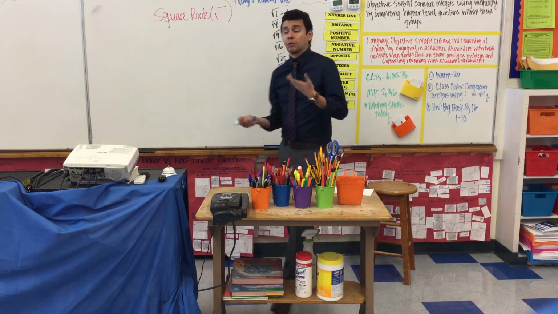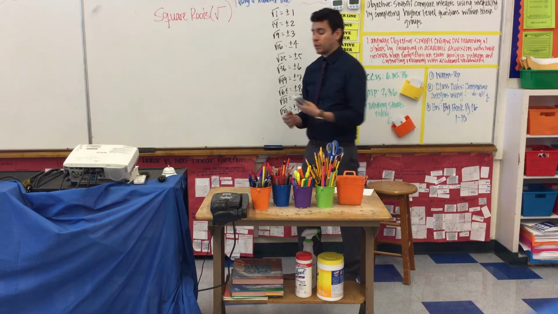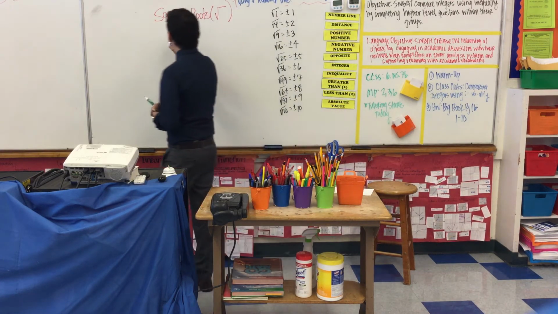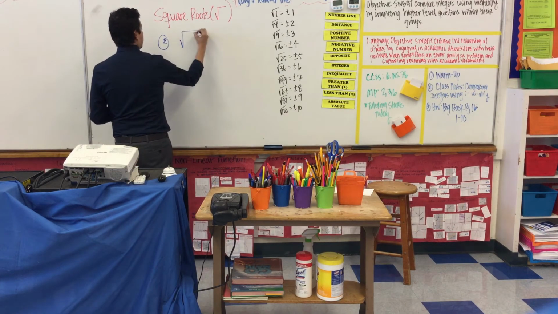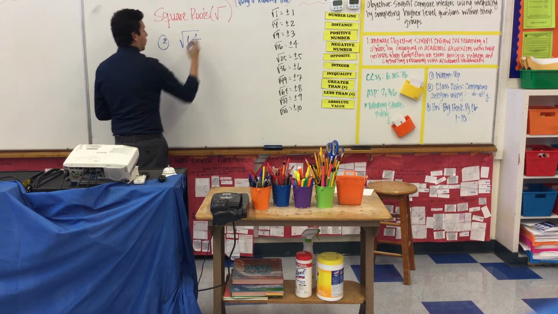3 times 3, square root of 9. Okay, just go in order. Let's do another one. Number 2, square root of 64.